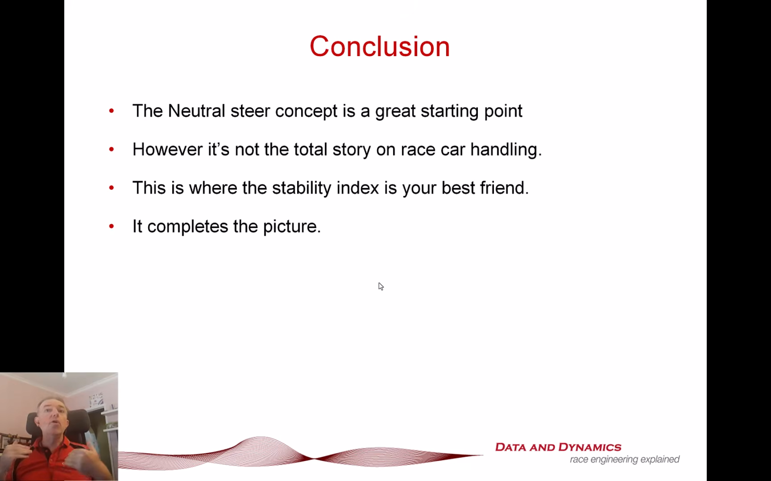And again, you will always reference what you see in the data versus what you see in simulation. And you always cross-correlate that to what the driver is saying. Now, the better the driver, the easier that is to understand. The worse the driver, yeah, it does get a little bit more complicated. But that's kind of the art of what we do.